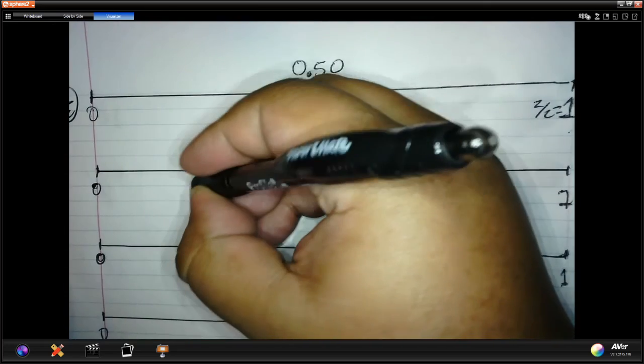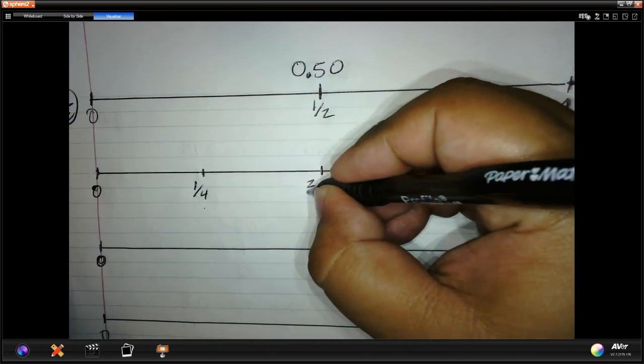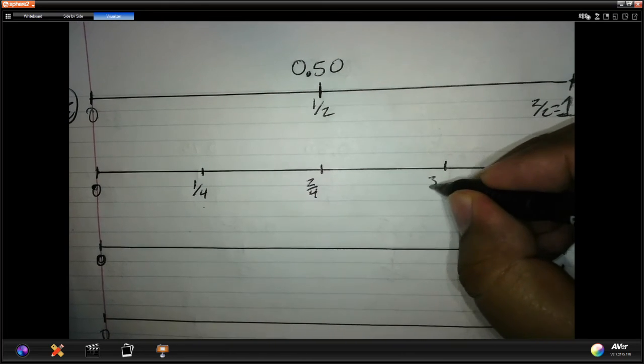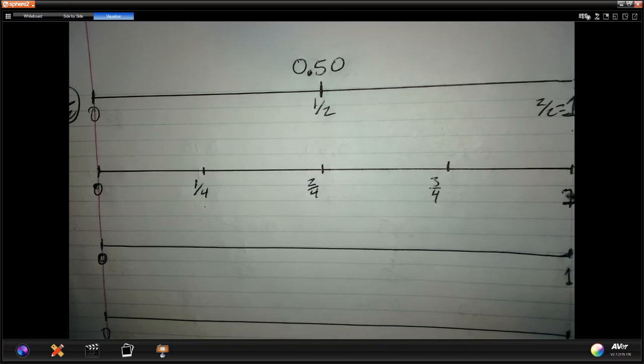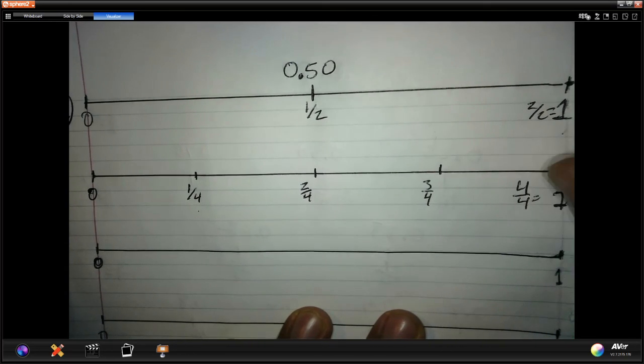So this first part is my 1/4. My second part is 2/4. My third part is 3/4. And then the last one is 4 out of 4. And 4/4 is equal to 1 whole.